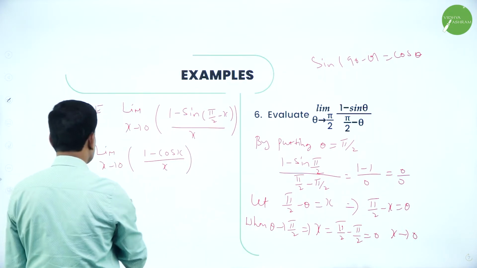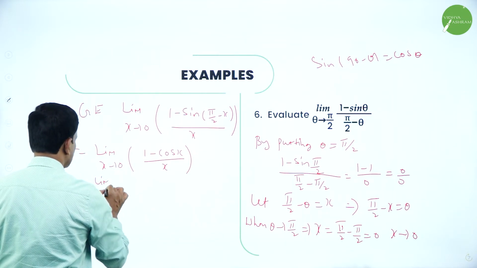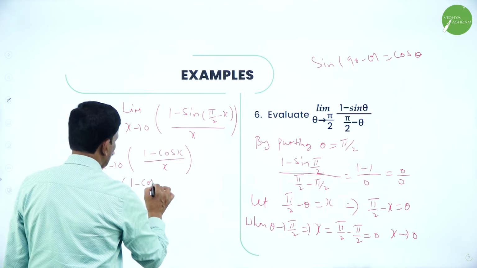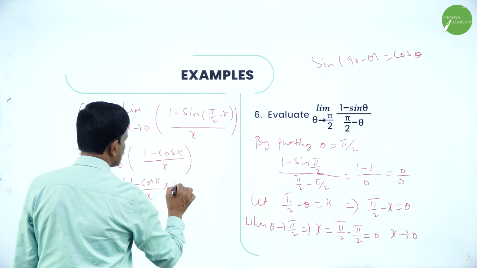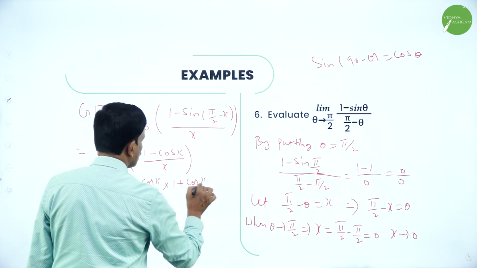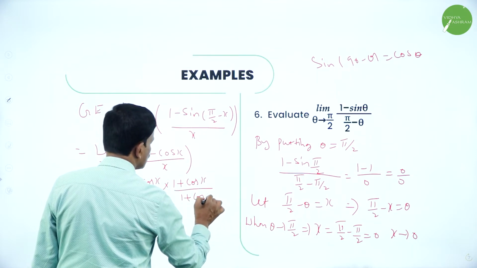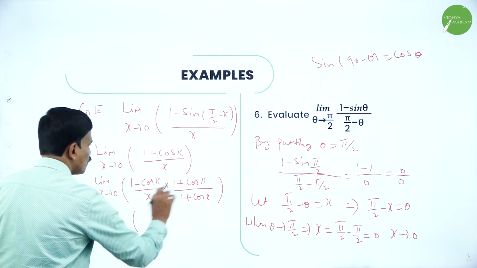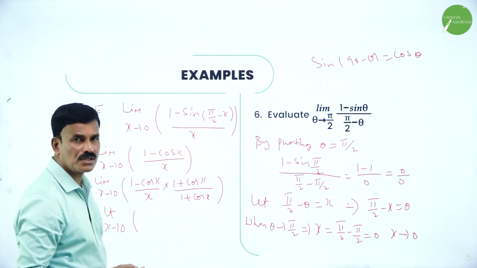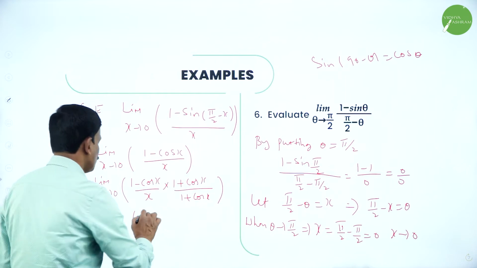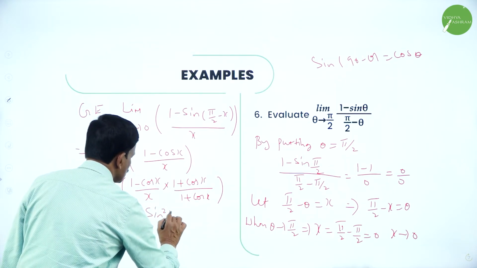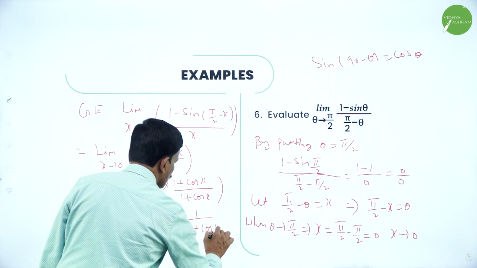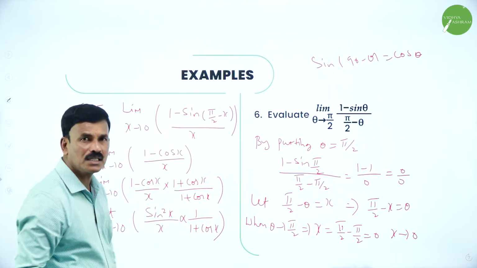Now rationalize this. Rationalizing the numerator, limit x tends to 0 of 1 minus cos x by x into 1 plus cos x divided by 1 plus cos x. So this is limit x tends to 0 of 1 minus cos x into 1 plus cos x, which is 1 minus cos square x. 1 minus cos square is sin square x. So sin square x by x into 1 by 1 plus cos x. Now split this and apply the limits.